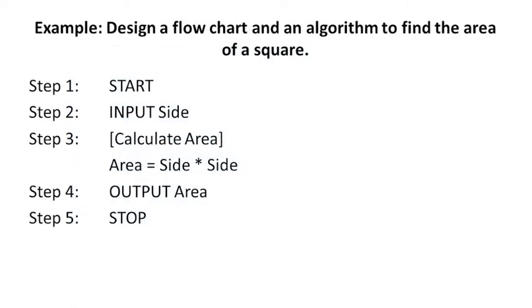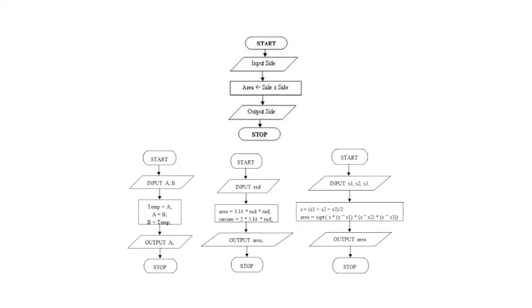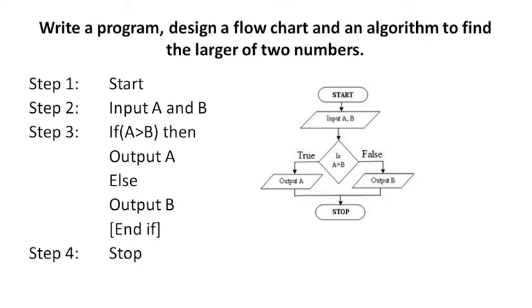So we'll see one example. Example: design a flowchart and an algorithm to find the area of a square. The algorithm will be written like this: start, input side, calculate the area, area equals side into side, output area, and stop. So what is the flowchart for that? The flowchart will be written like this: start, input side, area equals side into side, output area, stop. Like this the flowchart will be written.